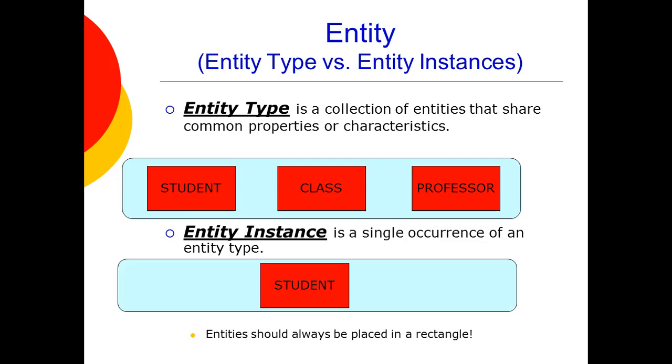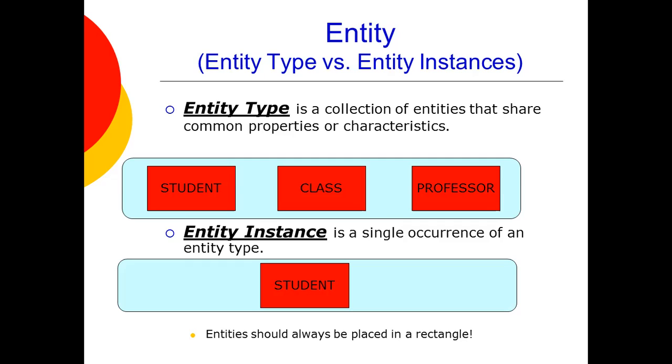So it is a collection of entities that share common properties or characteristics. There are a number of properties or characteristics of a particular item, and then it is called the entity. So it is a collection of entities. Now you can see in this example, student is the entity, class, again professor, again it is an entity.